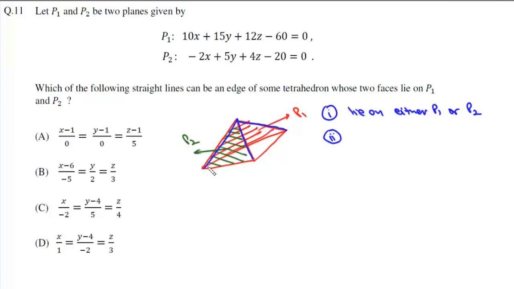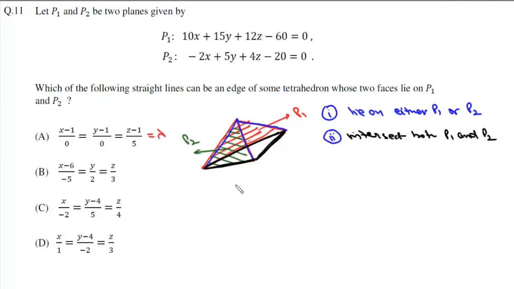And second, the line is from one of these edges. Again, if it is this edge, it will lie on P1. For this edge, it will lie on P2, or it will intersect both P1 and P2. So it should intersect both P1 and P2. Now, if we look at this first line, we'll take a point in terms of lambda.